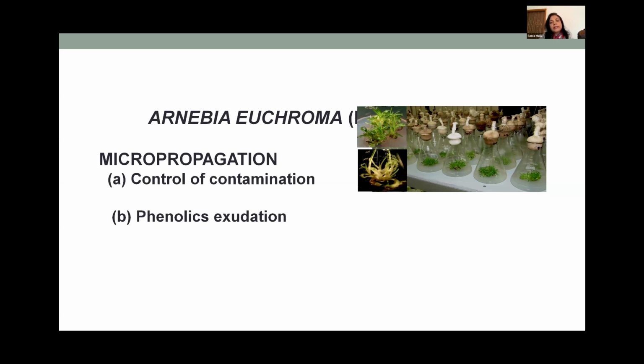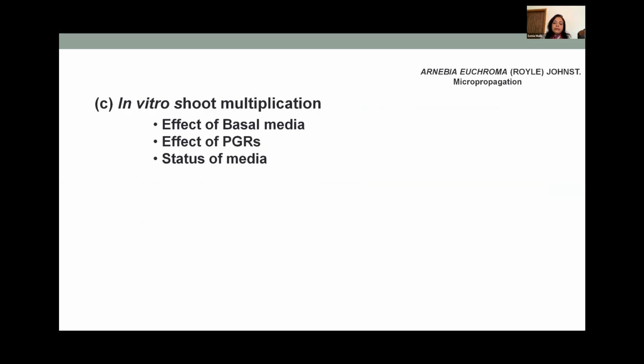So we used different kinds of antibiotics and fungicides, and then another problem was the phenolic exudation. If there is more phenolic exudation, it will hamper the growth. So in the beginning, it was not easy to start with the tissue culture of this plant species. And then we studied the shoot multiplication, because we have to standardize the different parameters at each and every stage, starting from the explant selection till the hardening.